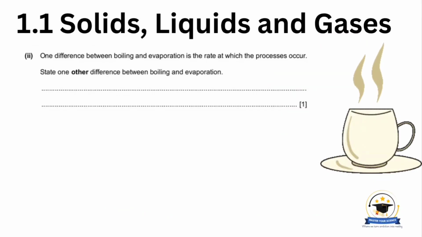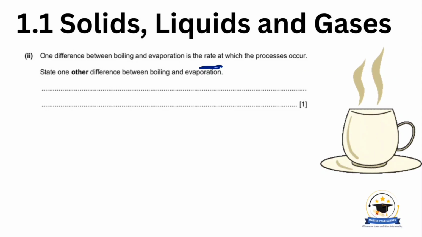The question says that one difference between boiling and evaporation is the rate at which the processes occur. State one other difference between boiling and evaporation. So this question already gives us one difference, which is the rate at which the processes occur. So boiling is faster than evaporation. And then we are asked to state one other difference between boiling and evaporation. We'll discuss two more differences here.